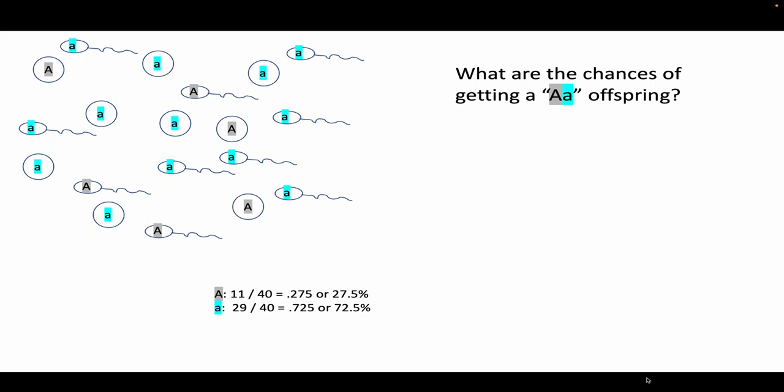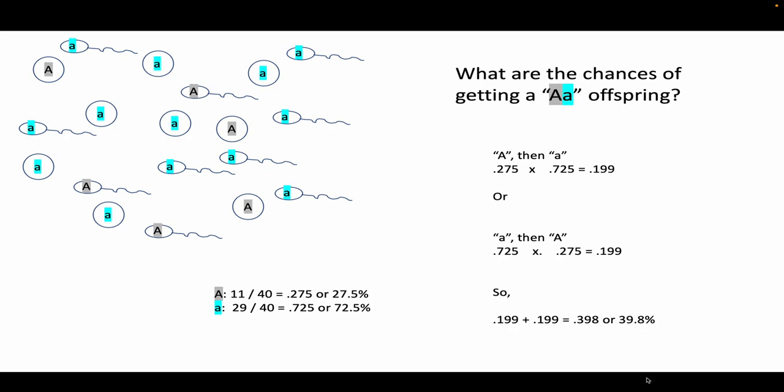Now, let's look at what are the chances of getting an offspring that is heterozygous, gets 1 big A and 1 little a. Well, the chances of pulling a big A are 0.275 and then a little a, 0.725. So that gives us about a 19.9% chance of getting big A then little a. But you'll notice you could also grab a little a then a big A, which is also 19.9%. And since either one will be a heterozygote, we're going to add those together. And so we have 39.8% that will be heterozygous, given the allele frequencies in the population.